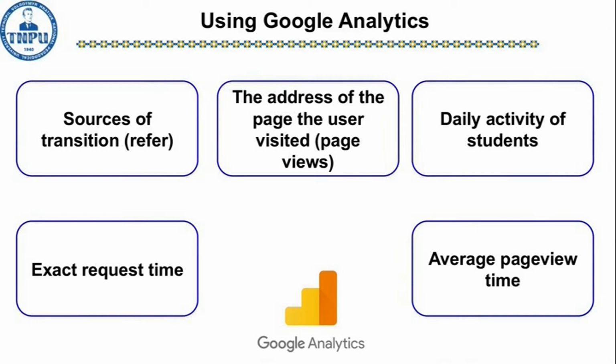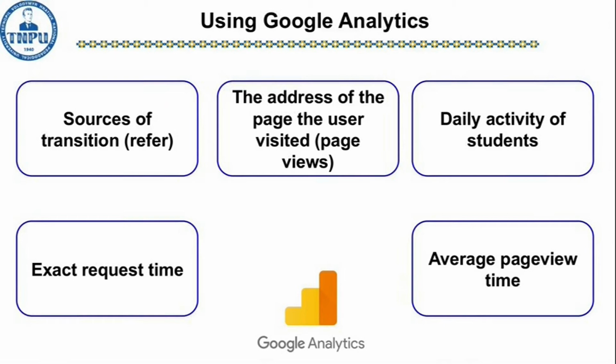Exact request time. This is the time of page visits by users, and it's saved. Information about the time of the request allows you to determine when the students are most active in electronic courses and to plan the time of online events such as webinars.